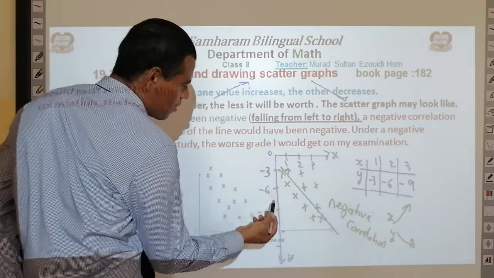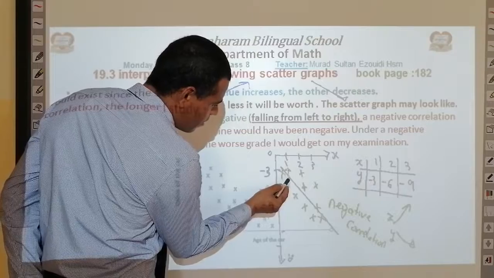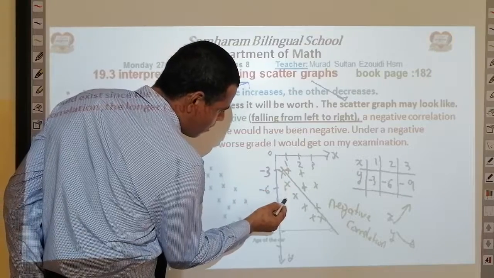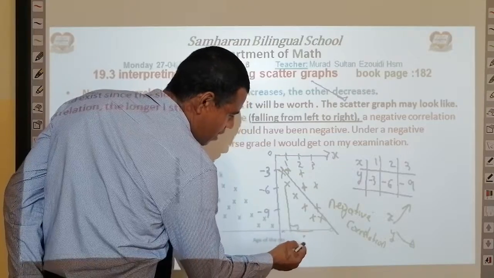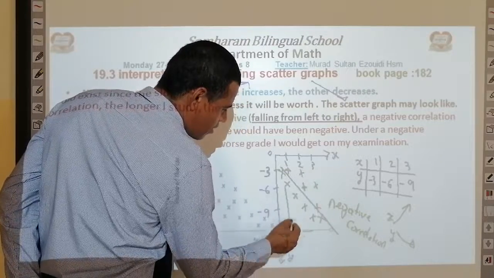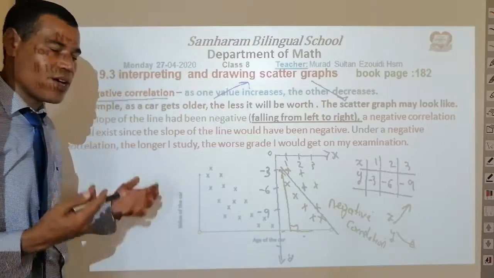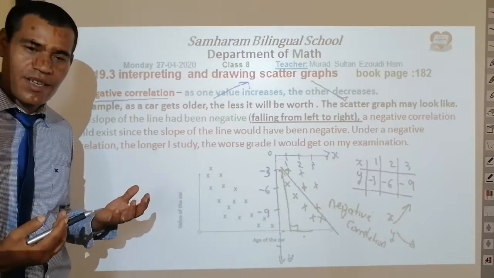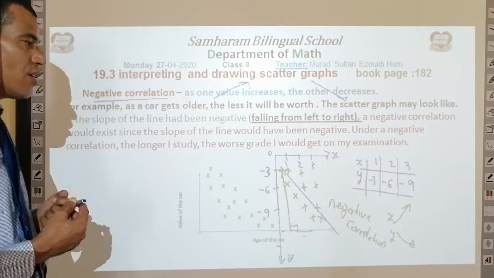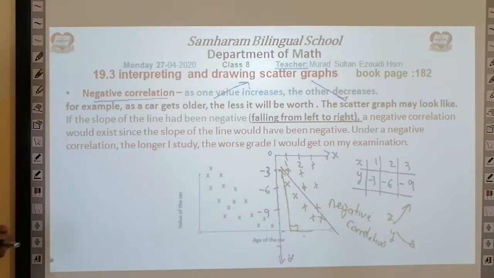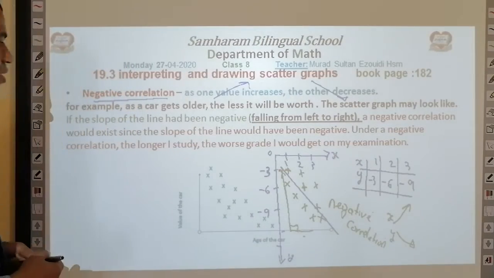And if you would like to find the gradient, it's easy. Just draw a right angle triangle and take change in y divided by change in x. You will find a negative number. So this number, as it is negative, denotes that the slope is negative and the relationship between x and y is called negative correlation.